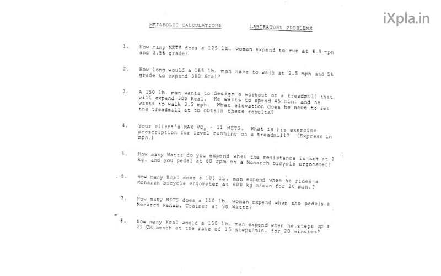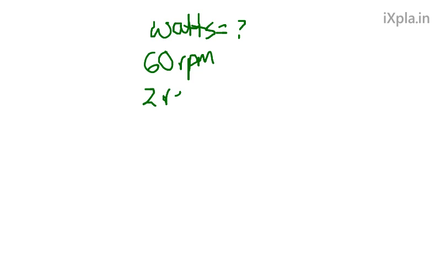Okay, 5 is using your arm ergometer, so it's a different formula, but it's pretty simple. It's asking how many watts you expend when the resistance is set to 2, at 60 RPM. You know it's at 60 revolutions per minute, and he's using 2 resistance. So you just have to memorize the formula for watts. That's one of the calculations you have to memorize.